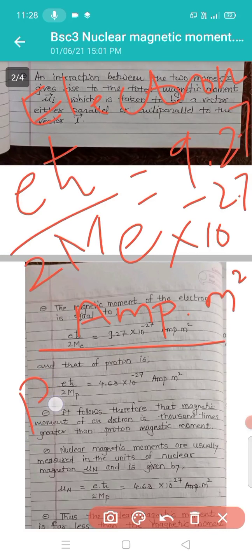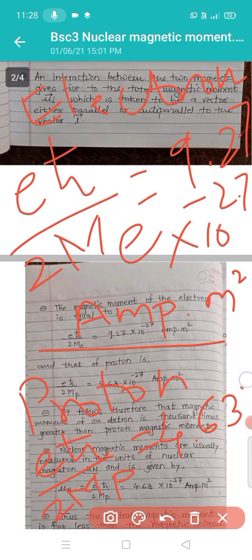For proton, it has eh cross upon 2 Mp, where Mp is the mass of the proton. It has the value 4.63 into 10 raised to minus 27 ampere meter square. This is the most important part regarding your examination. It follows therefore that the magnetic moment of an electron is 1000 times greater than the proton magnetic moment.